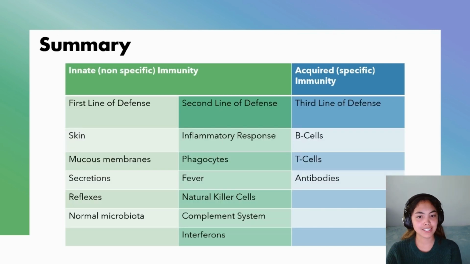So again, here is our summary of our second line of defense: the inflammatory response, phagocytes, fever, so the temperature heating up to try and help kill things, the natural killer cells, the complement system and interferons. So next video we will be looking at our acquired immune system.